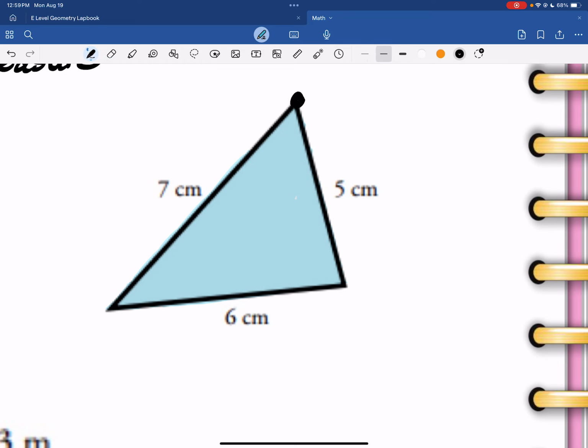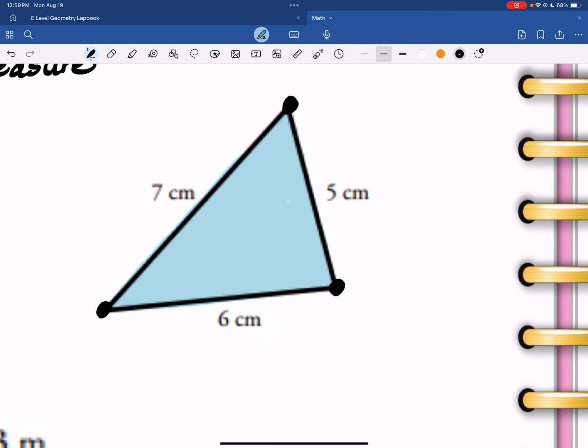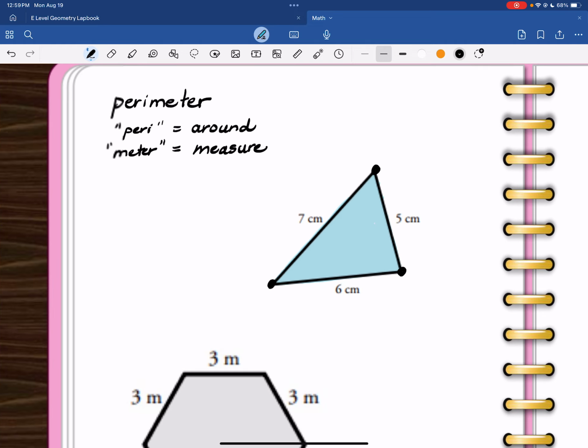So I like to see points for perimeter. It helps my eye to see what I'm looking for. I'm not interested in the blue part. I'm interested in the outside of this triangle. So perimeter is found by adding up the sides. And it doesn't matter what the shape looks like. You can find perimeter by adding up the sides.